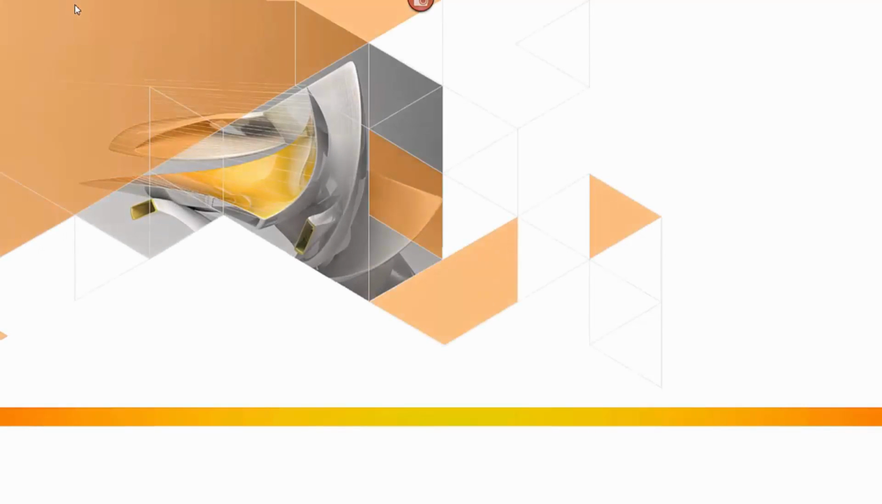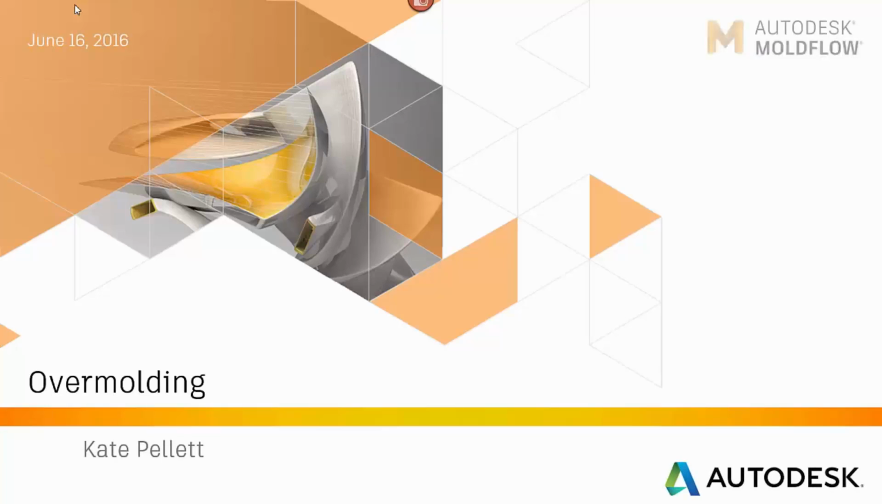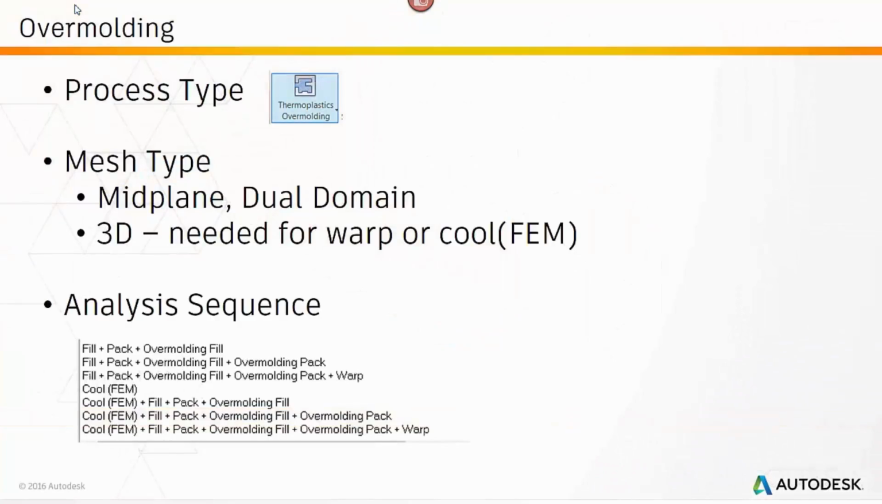In the video today, I'm going to show you how to set up an overmolding process in Moldflow Insight. You'll want to import your parts, either as separate or as an assembly. In order to do an overmolding process, you have to set the process type, the correct mesh type, and the correct analysis sequence for what you want.